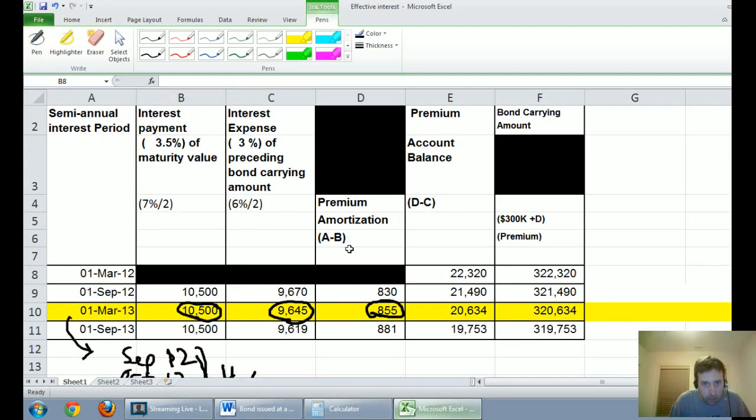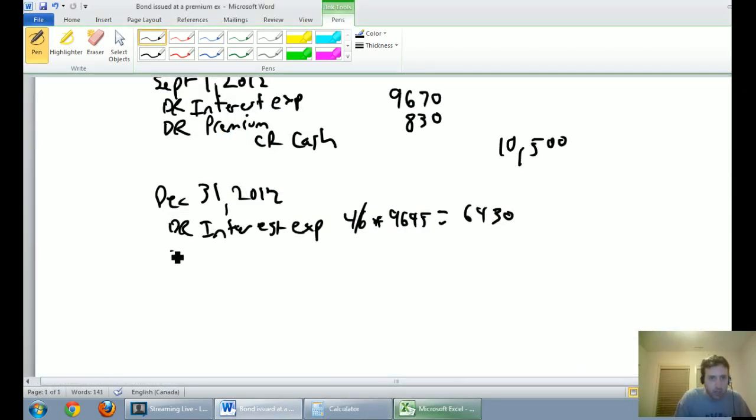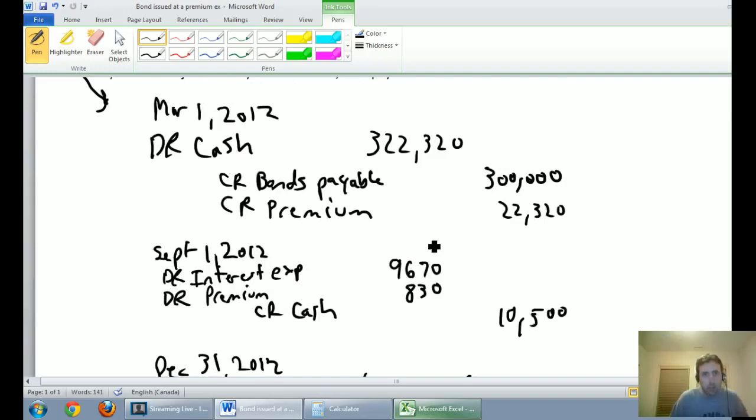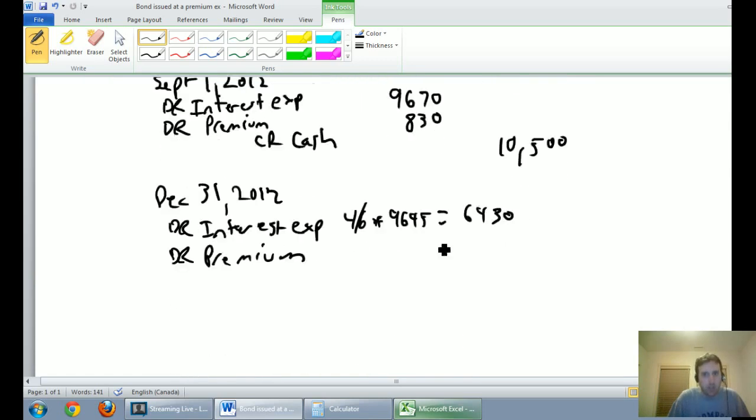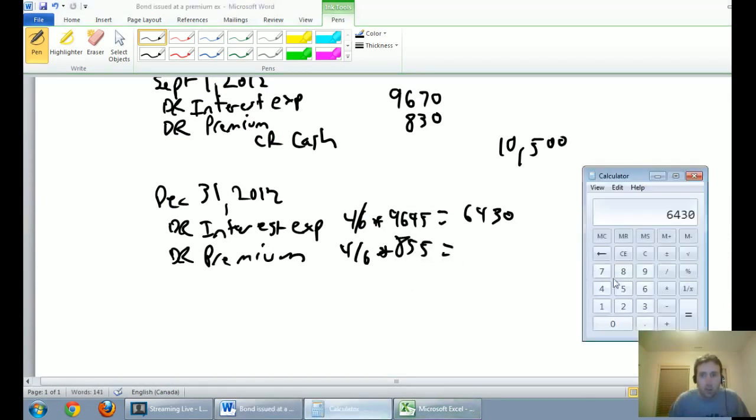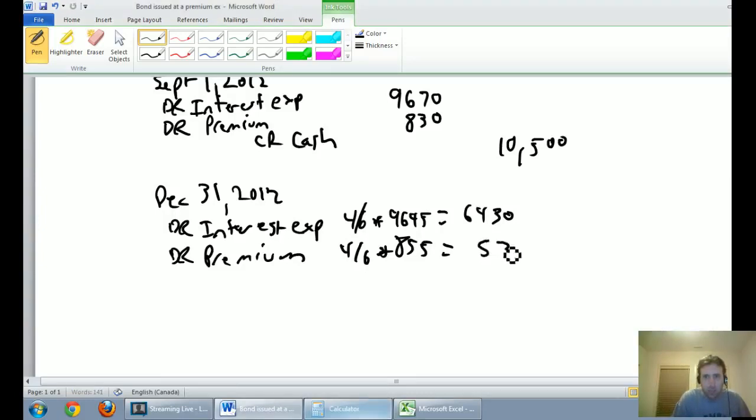I want to see the next item, our premium amortization, 855. Again, I want 4/6 of 855, and I'm going to debit my premium by that amount. I'm going to reduce the premium. Remember, the premium is a credit account. It adds to our bond, 22,320, and we want to reduce it by debiting it. We're going to debit it by 4/6 of 855. 4/6 times 855 is 570. Wow, even numbers, almost like I planned it. So debit interest expense, debit premium.